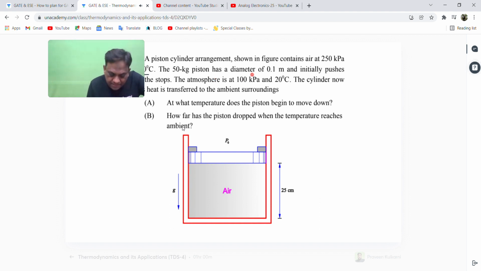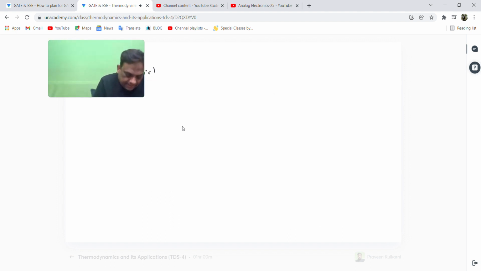The 50 kg piston has a diameter of 0.1 meter, and the mass of the piston is 50 kg. क्या सवाल है बेटा? This is one of the best questions.